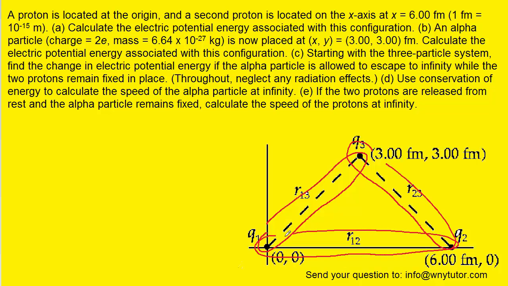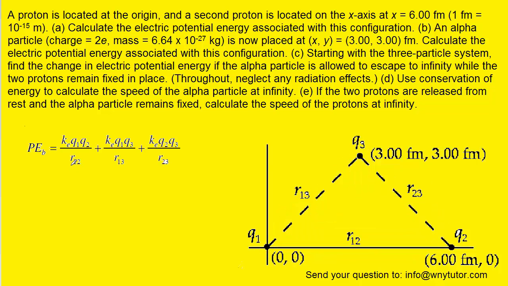Q2. So we actually have to set up the electrical potential energy equation that we did in part A, but do so 3 separate times, once for each pair of charges. So for example, the first electrical potential energy between charges Q1 and Q2 is given with this term right here, and then between Q1 and Q3 is the second term, and then between Q2 and Q3 is the third term.